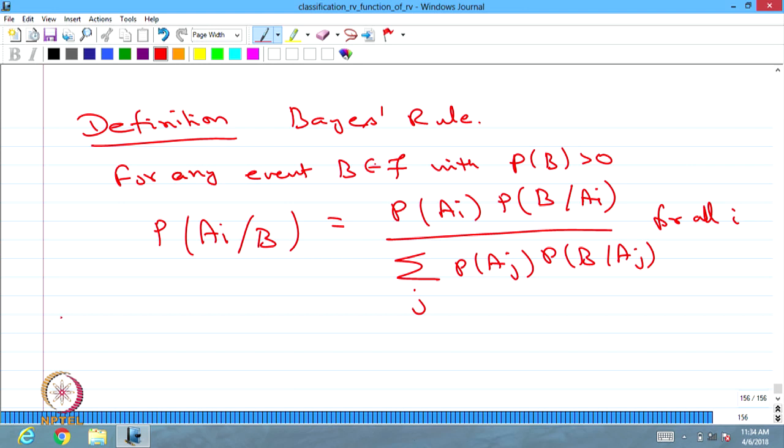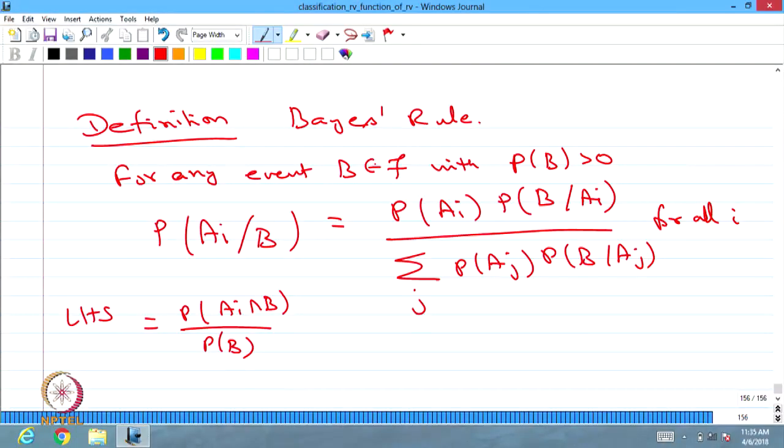You can prove it easily. The left hand side is the same as the probability of Ai intersection B divided by the probability of B. So in the numerator you can apply the conditional probability, and in the denominator you can use the total probability rule. Therefore you can get the answer.